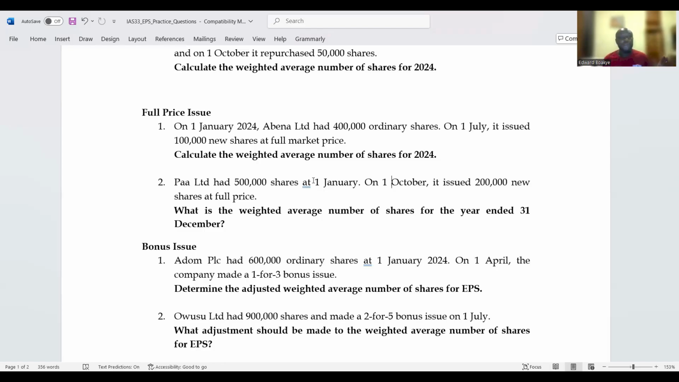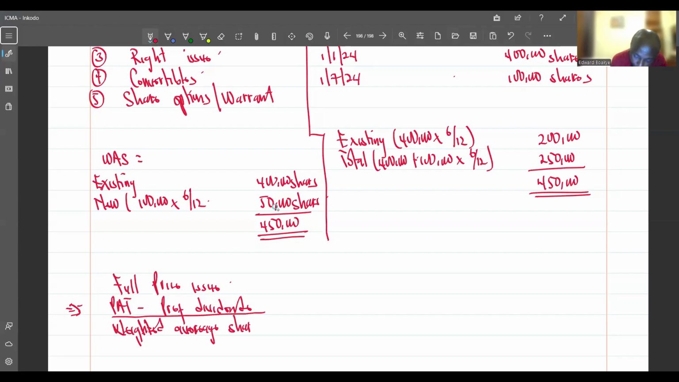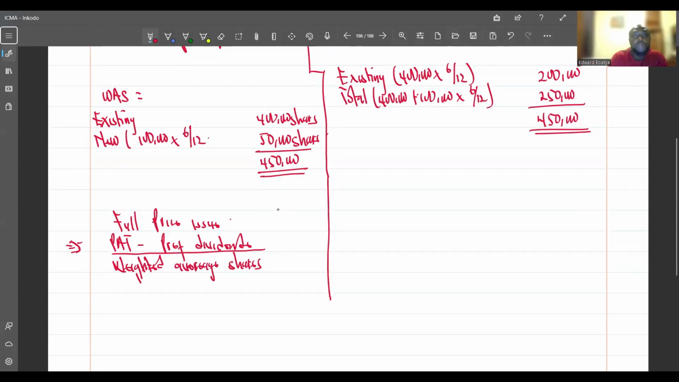So you can see that for full price, it is very easy. For a full price issue, we are saying that it is your profit after tax less preference dividend, then you divide it by the weighted average shares. And that will be all for full price.